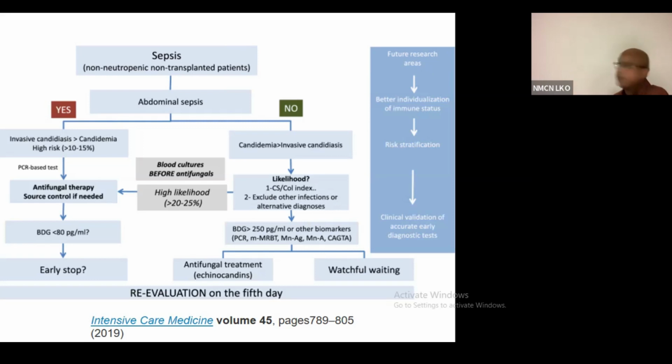If unstable, echinocandin is your choice. If the levels are not that threatening, then you can have watchful expectancy in your patients. But remember, you have to reevaluate this patient. It is not a one-time and all-time therapy कि एक बार चालू किया और 10 दिन के बाद भूल गए कि हमने इसको antifungal दिया था. So every 5 days you need to reevaluate. So this is the current style of doing it for abdominal sepsis patients.